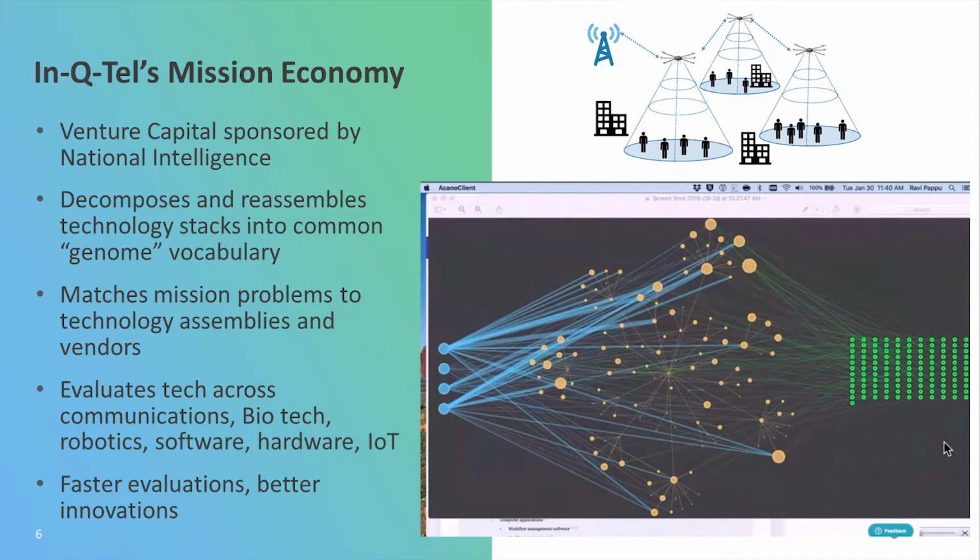So the way to look at this graph is, the blue dots are the major intelligence agencies in the US. The green dots are all of the technology suppliers that might have an answer to what they're looking for. And then the connections in the middle are where each one of these suppliers has a technological component that would solve some of the mission instructions that In-Q-Tel is investing in.